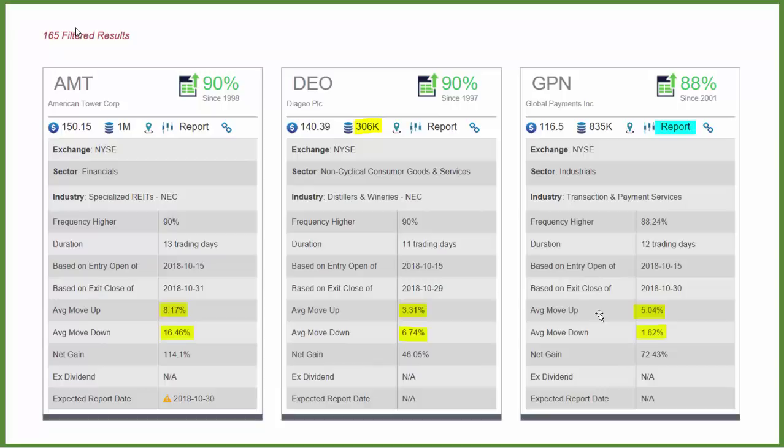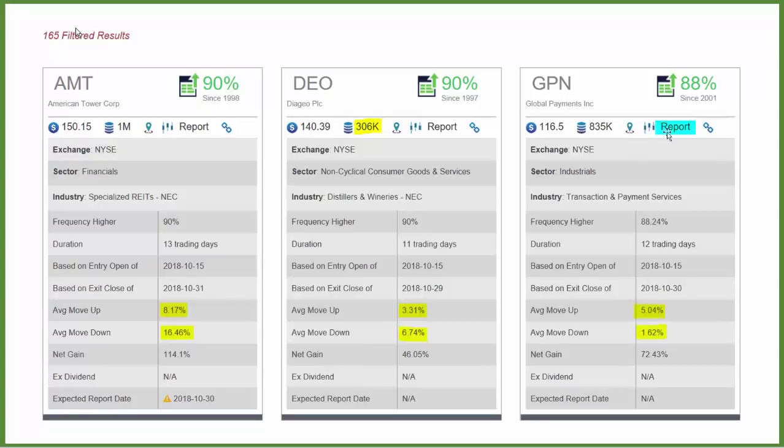And then I come over here and I look at GPN. And GPN, great average move higher compared to the average move lower, 88% of the time. Good volume since 2001. So I will go ahead and click on report. Okay, so between those three, and I just showed you the top three, you'll scroll down, there's 165 total opportunities here. But those are the top three. And so out of those top three, the best one that I can see is GPN.